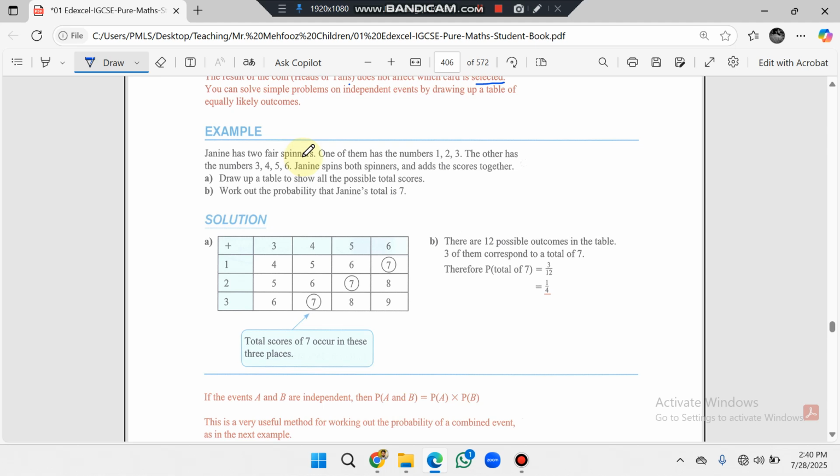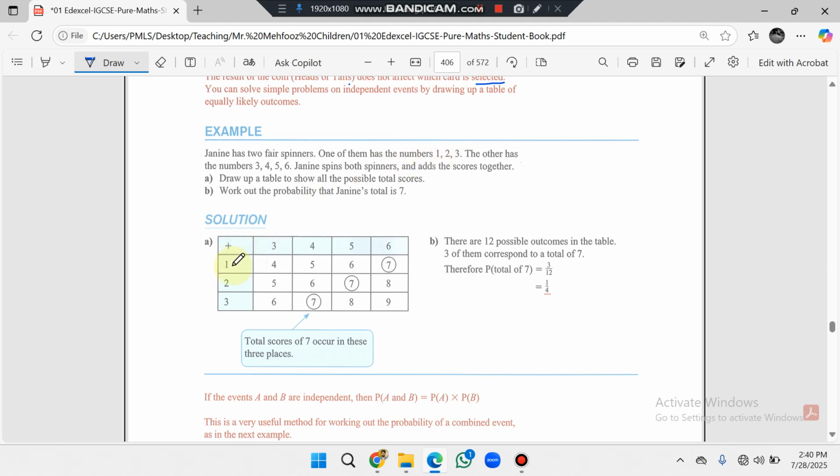Janine has two fair spinners. One of them has the numbers 1, 2, 3. The other has the numbers 3, 4, 5, 6. Janine spins both spinners and adds the score together. So we have to find the sample space. How can we find the sample space?